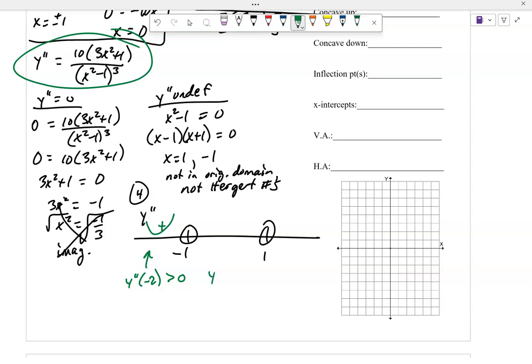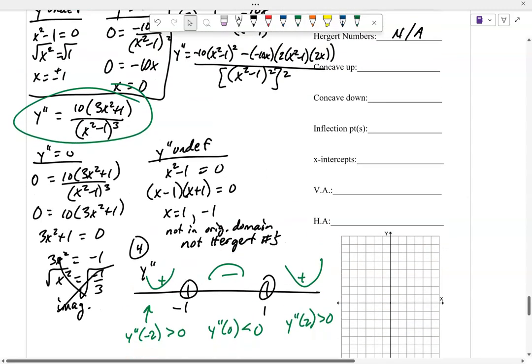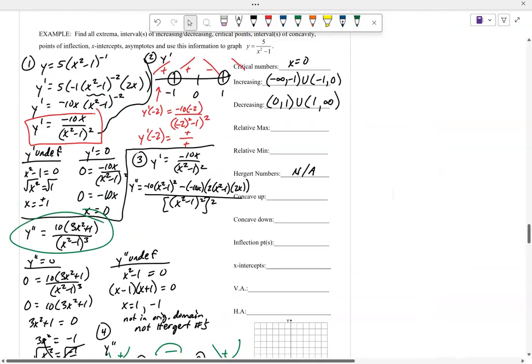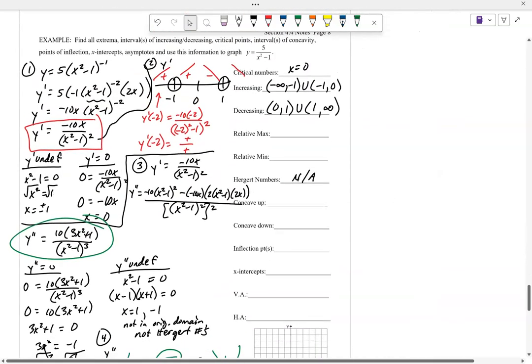Let's throw in y double prime of 0. Again, throw that into the second derivative. You'll see that that is concave down. And let's throw in y double prime of 2. You'll see that that's positive, so we're concave up on this. Okay, and let's go ahead and write down a few more of these items here.